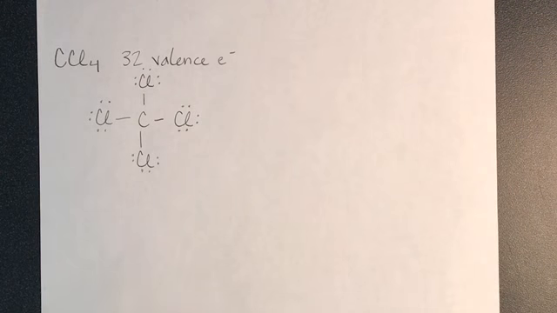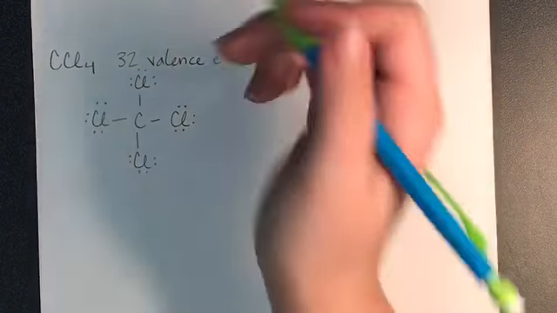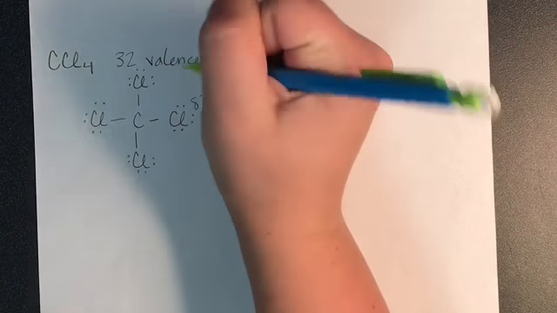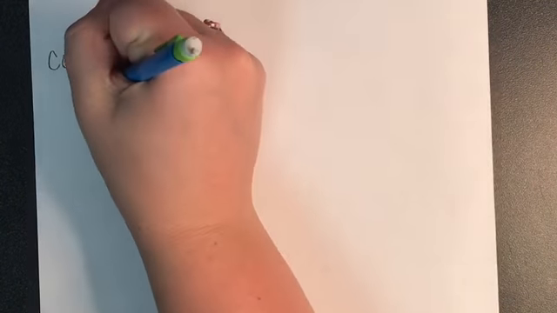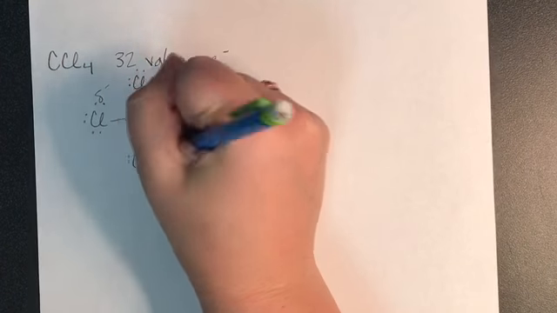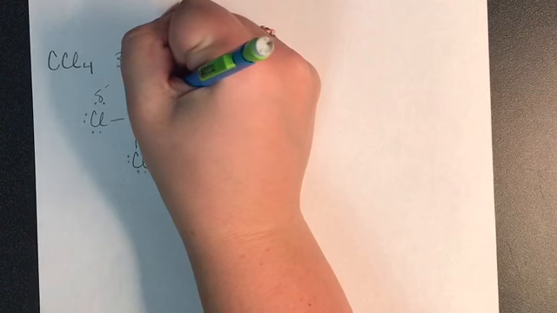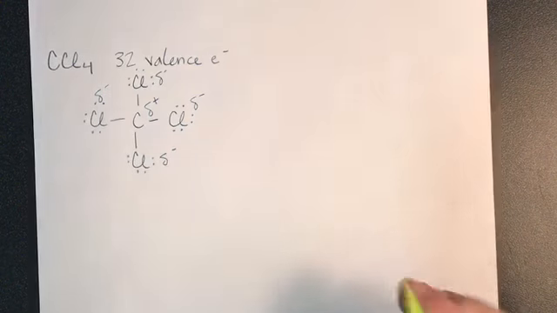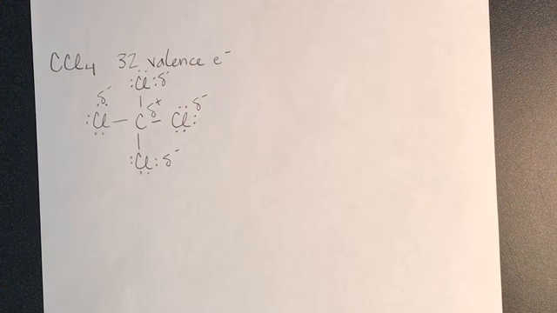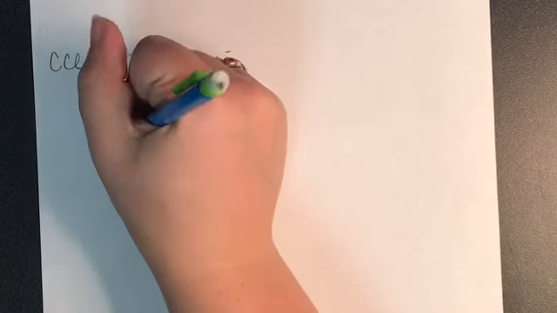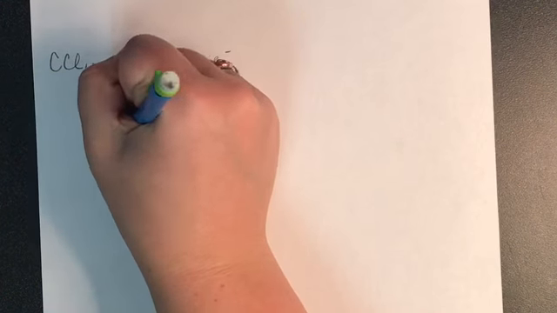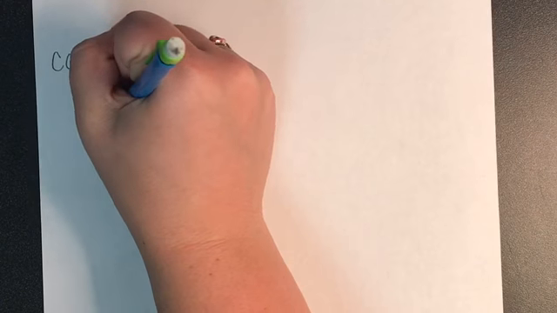In determining bond dipoles, a partial negative charge can be placed on the Cl atoms because they are more electronegative. So the partial positive charge would be placed on the central C atom. The bond dipoles extend from the central atom to the outside atoms.